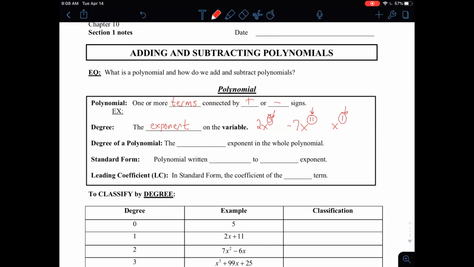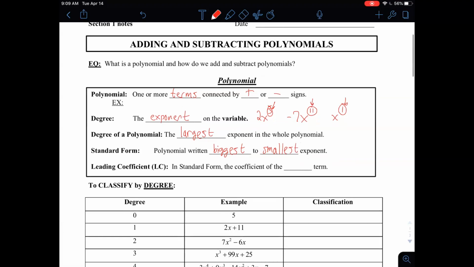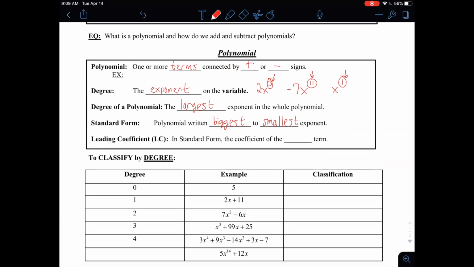Okay? And then degree of a polynomial is going to be the largest exponent, the what? Largest exponent in the whole polynomial. Okay? All right, in standard form, excuse me, got a tickle in my throat, a polynomial is written biggest to smallest exponent. Written what? Written biggest to smallest exponent. And the leading coefficient in standard form is the coefficient of the first term. Of the what? The first term. Okay.